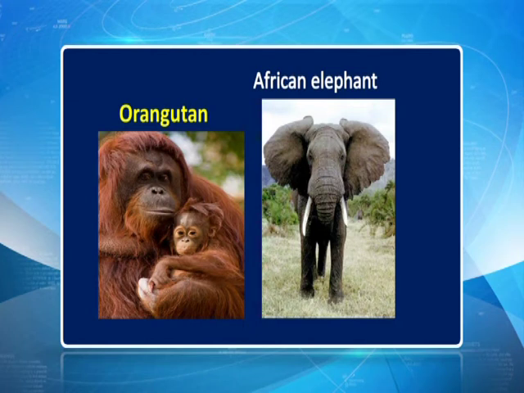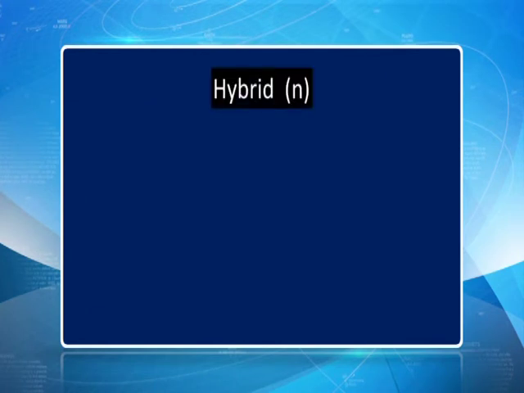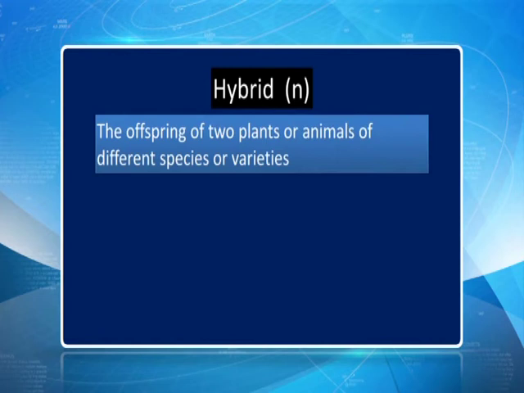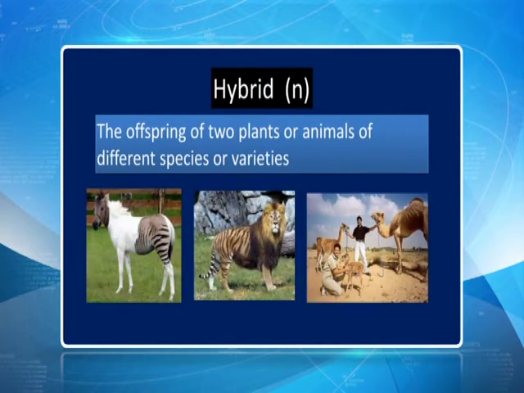Our first vocabulary item in this lesson will be the word hybrid. Hybrid is a noun and it means the offspring of 2 plants or animals of different species or varieties. We have examples of hybrids. We have here 3 pictures of 3 hybrids.